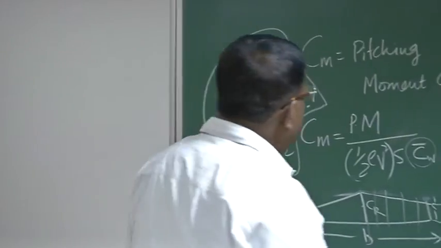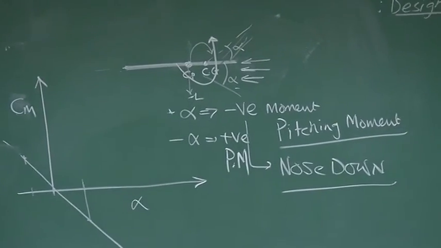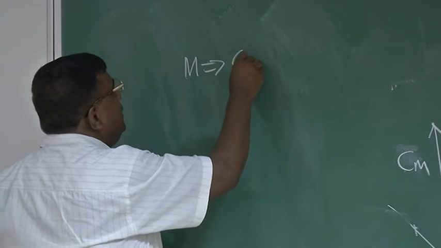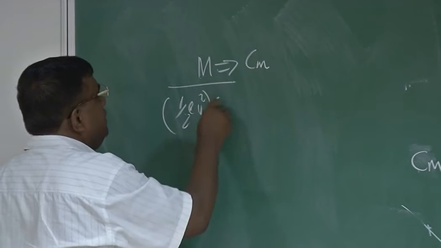Okay, let's stop this discussion here. And you also understand why we have divided by C bar. That is because this is the moment I want to convert to Cm. So I have to divide this by half rho V squared into S. This is the force.